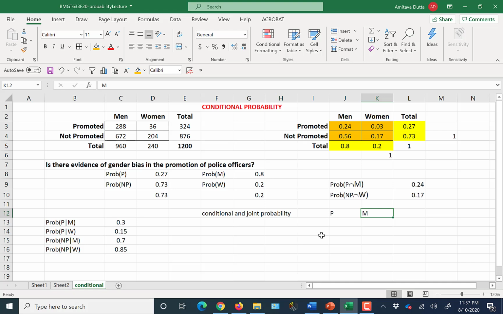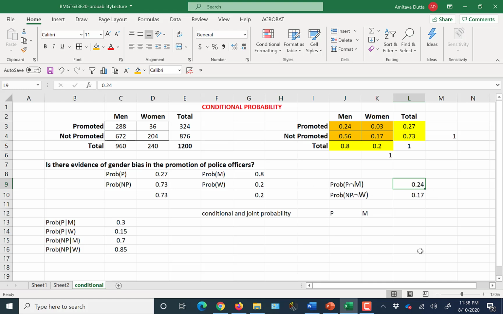When you're computing a joint probability, both the events are unknown, they're uncertain. So you're saying I pick an officer at random. What is the likelihood that the officer is male and the officer is promoted? Both those events are uncertain, and that's the probability that was calculated here, 0.24. If I pick an officer at random, I don't know their gender and I don't know whether or not they were promoted, then of course I'm looking at all 1200 officers. So the denominator is 1200, and male and promoted is 288. So 288 divided by 1200 gives you the 0.24.